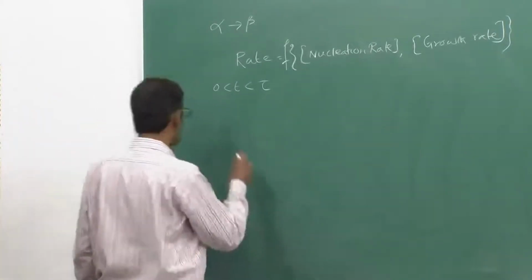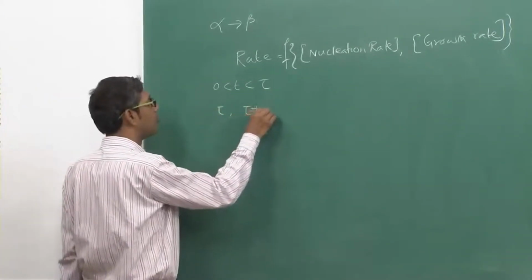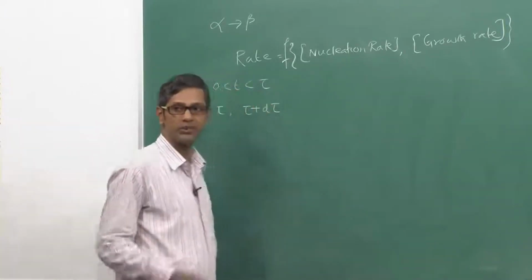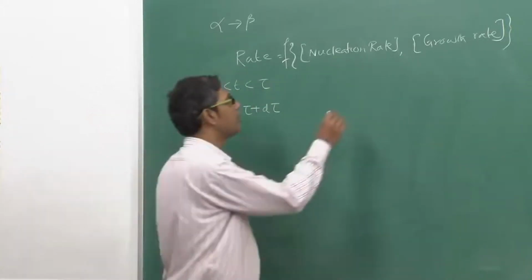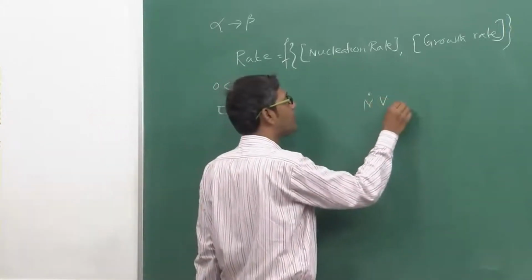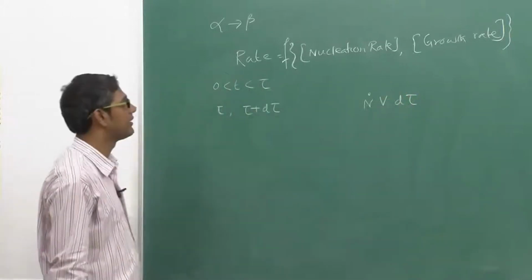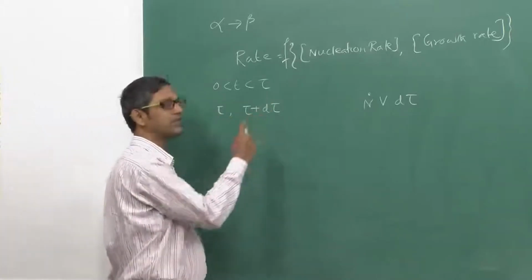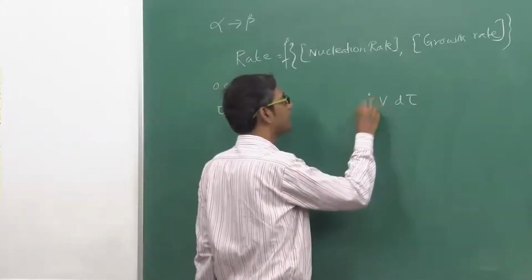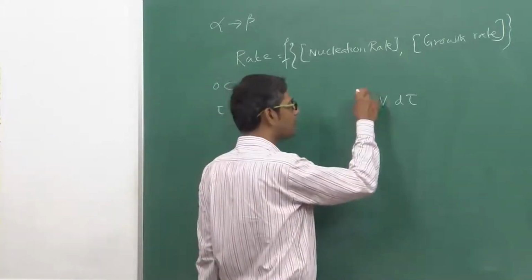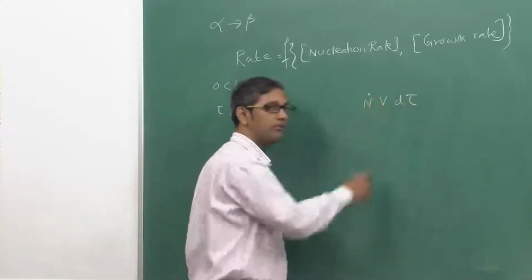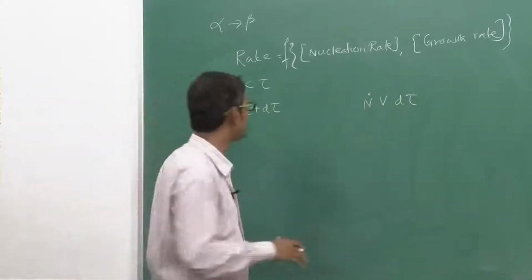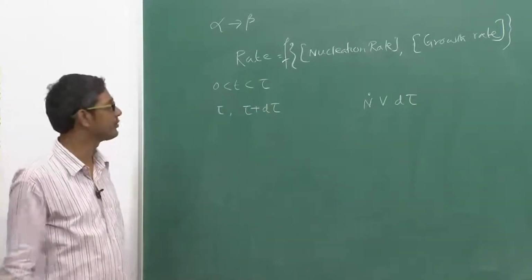Now, as you increase the time from tau to tau plus d tau, where d tau is a very small increase of time, the total number of nuclei will be equal to the nucleation rate multiplied by the volume multiplied by the time increase, obviously. The volume is there because the nucleation rate is normally per unit volume, and this is the total number of nuclei which will form when you provide sufficient driving force for nucleation.